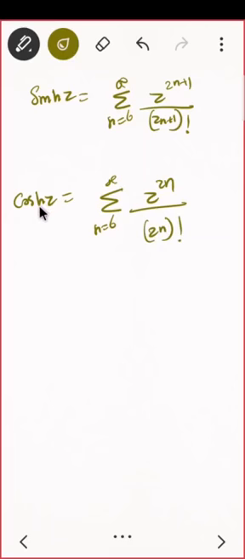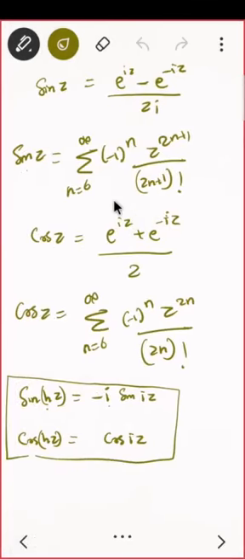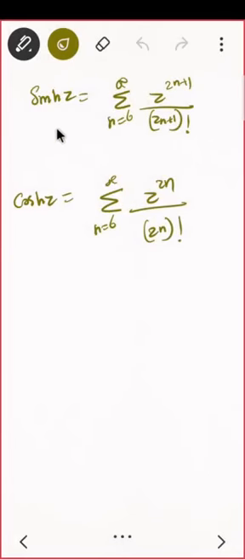Correct? Here you are having minus 1 raised to n. Here also you are having, but here you don't have any minus 1 raised to n. It is as it is. Okay?